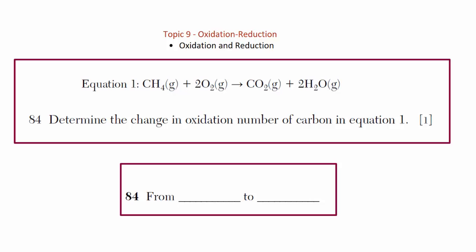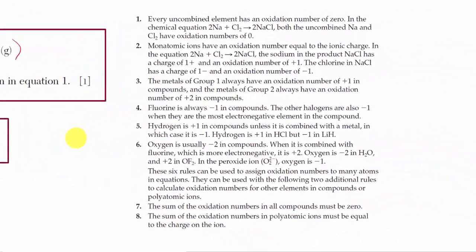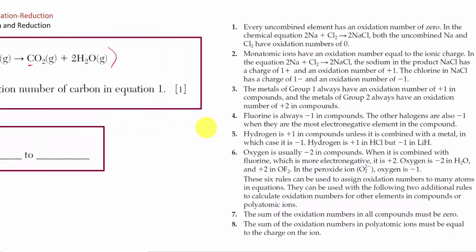Question 84, determine the change in oxidation number of carbon in equation number 1. I've brought equation number 1 into the picture for us so we can look carefully at it. And we're looking at carbon. We have to isolate what happens to the oxidation state of carbon. Now, as you recall, there are rules for how to find the oxidation state of an element in a compound, and they're somewhat complicated and pretty lengthy. I have to assume that you're ready for the Regents exam. This is definitely something you'll want to study and get good at and practice. So let's see how to apply some of these rules to the carbon.